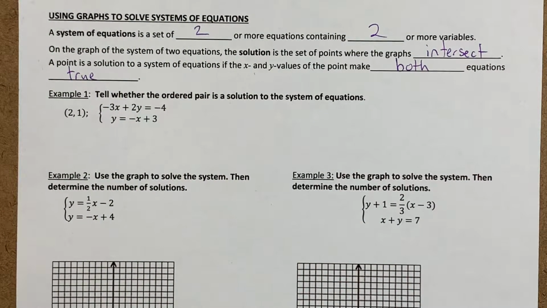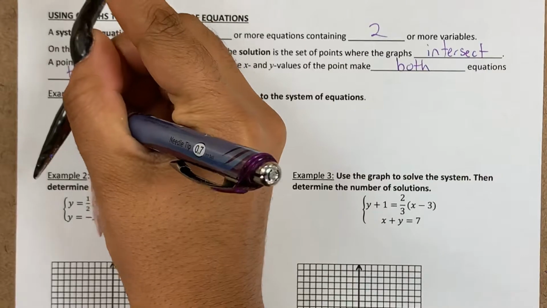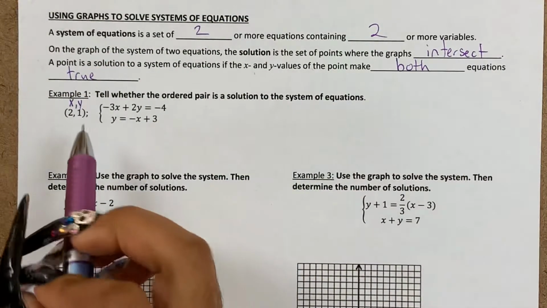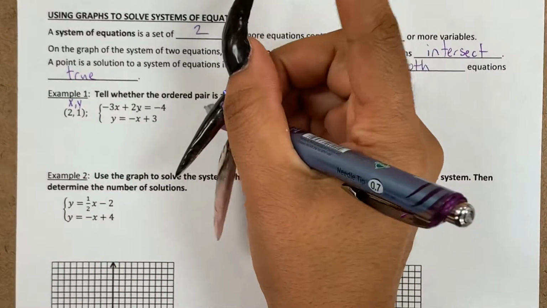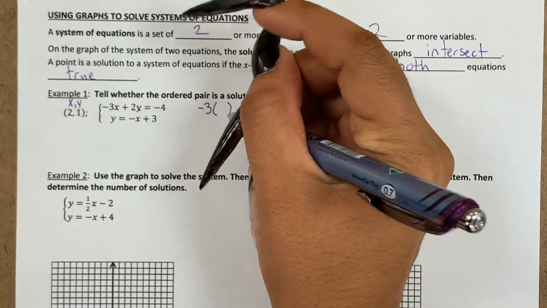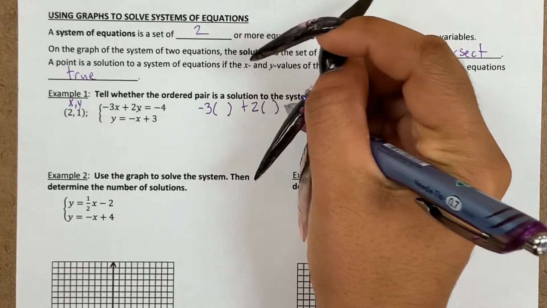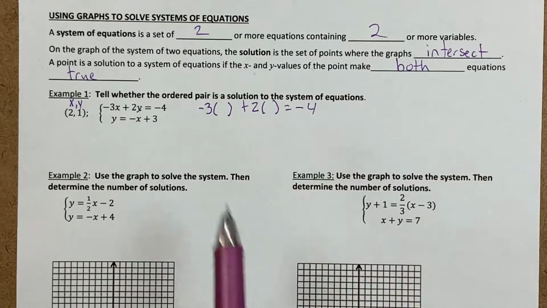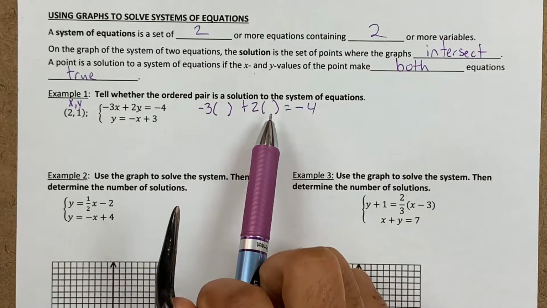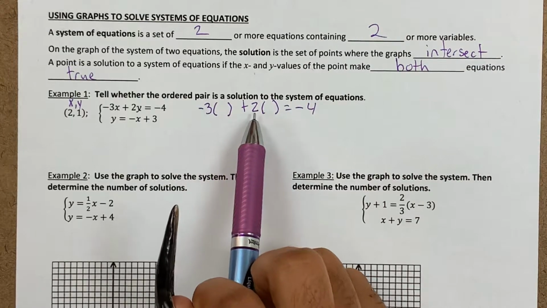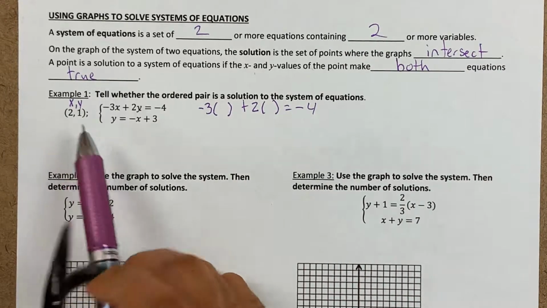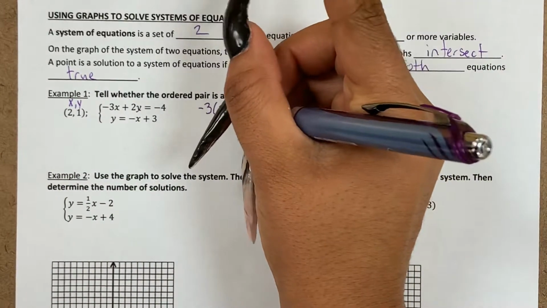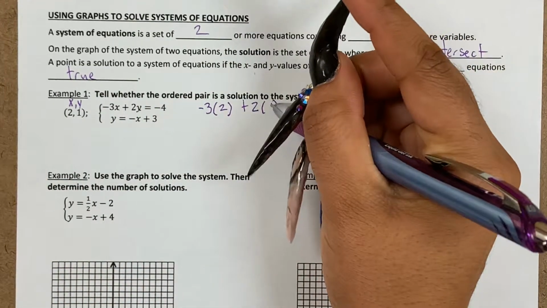Example 1. Tell whether the ordered pair is a solution to the system of equations. So remember, ordered pairs are x comma y. So for x, I'm going to plug in 2. For y, I'm going to plug in 1. So this was where the x was, and this was where the y was. Negative 3x plus 2y equals negative 4. So where the x was, I'm going to replace the x with a 2. Where the y was, I'm going to replace it with a 1.